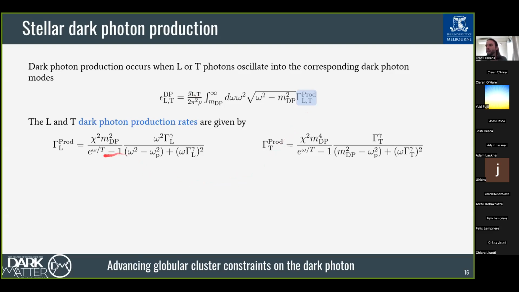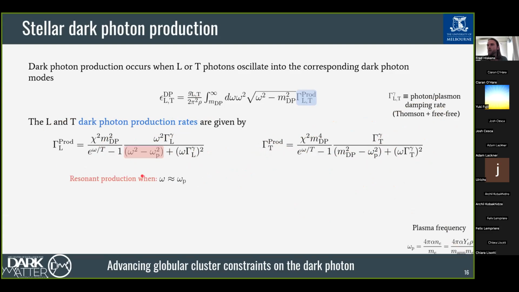And so this is given for longitudinal and transverse dark photons by these following equations, which are not great to look at. We should point out this gamma up here is the photon or plasmon damping rate, and omega p is the plasma frequency. So as I said before, we shouldn't dwell too much on the form of these. I just want to focus on the fact that these production rates have resonance conditions. And so for the longitudinal, production will be resonant when this term over here is very small, i.e. when the dark photon energy is equal to the plasma frequency in that particular stellar region where production is taking place. For the transverse ones, we have a different resonant condition.